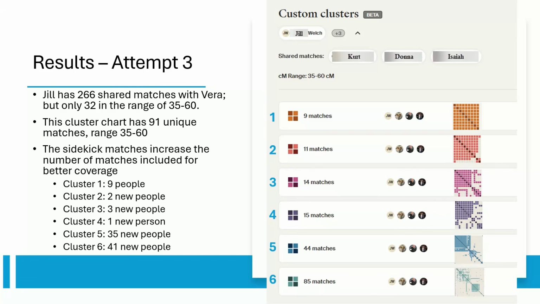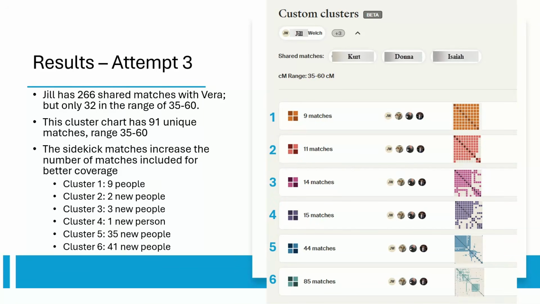The first cluster had 9 people, and cluster 2 had the same 9 people but added 2 more. That's why there were 11. Then cluster 3 added 3 new people to get up to 14 matches, and cluster 4 only added 1 new person. So all of these clusters are building on each other, and they're not each different clusters. They're the same cluster with 1 or 2 new people added.